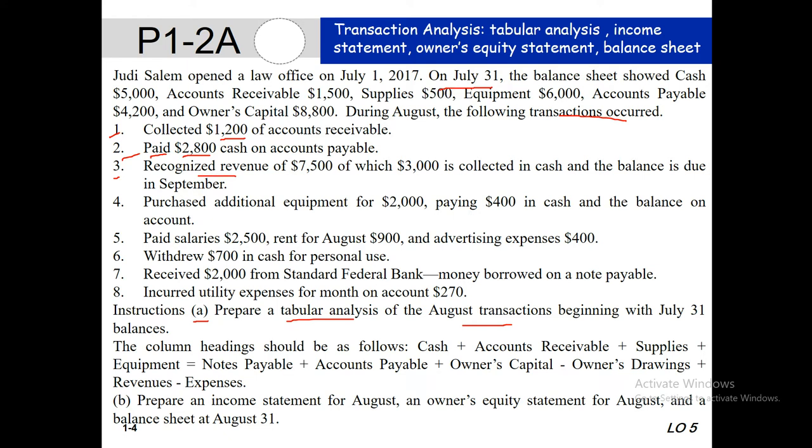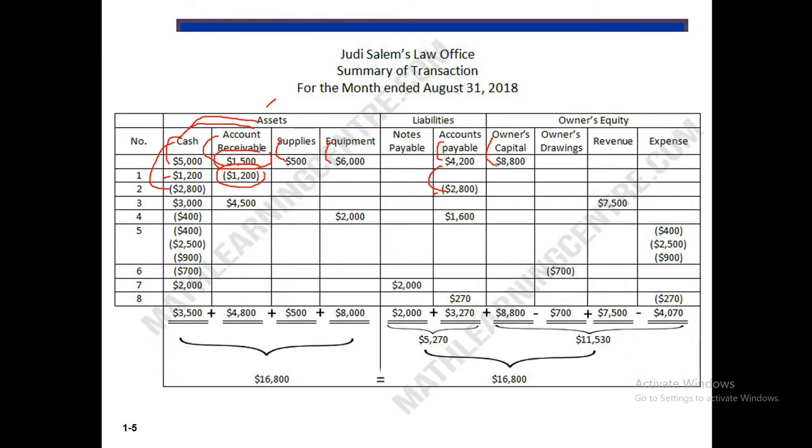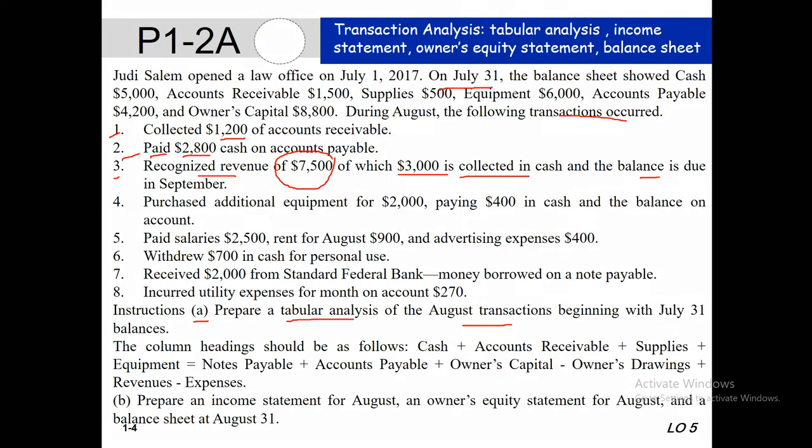Transaction 3, recognized revenue. Our total revenue recognized is $7,500, from which $300 collected in cash and the balance is due. We can look here, this is our total revenues. Owner's equity will be increased on our revenue side, and here our asset will be increased on our cash side. This is our cash, and this is the due amount. That means our accounts receivable will be increased. I think it is clear to everybody.